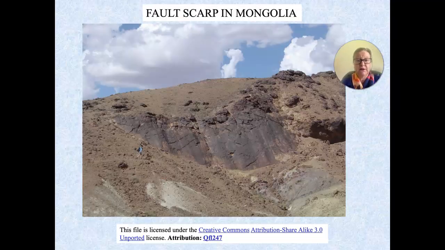Here's an actual picture of a fault scarp. This one's in Mongolia. There's a person here for scale, and you can see these slickenlines pretty well that are telling us how things moved on either side of the fault.